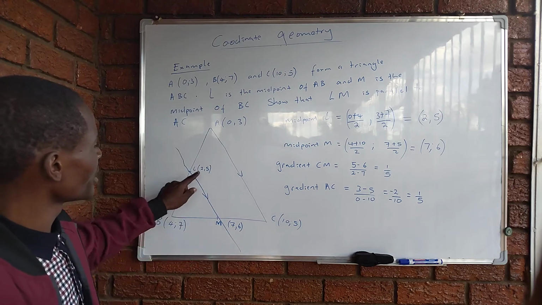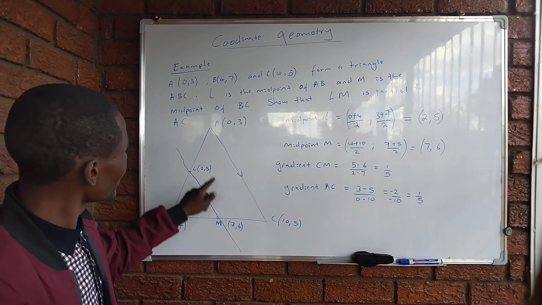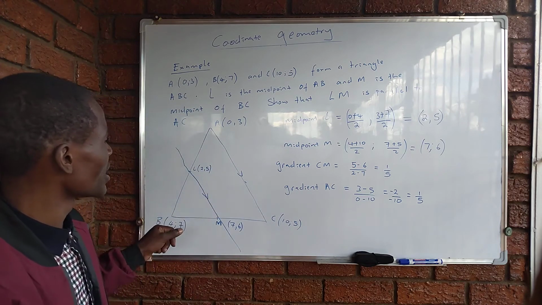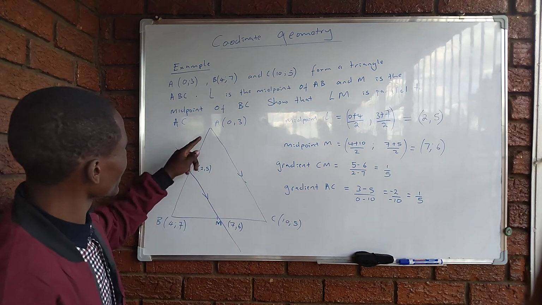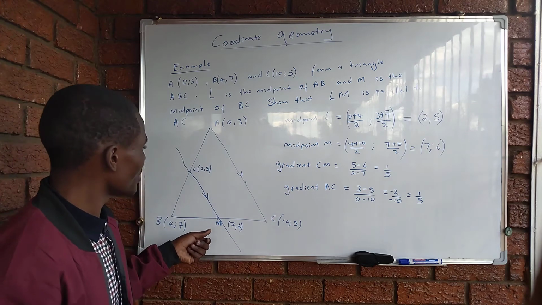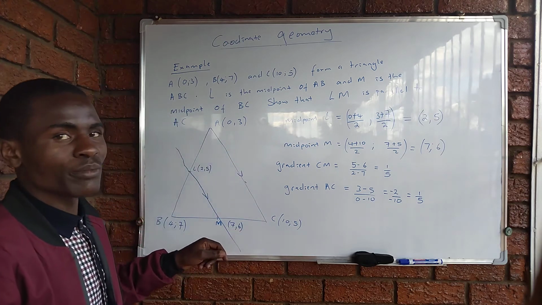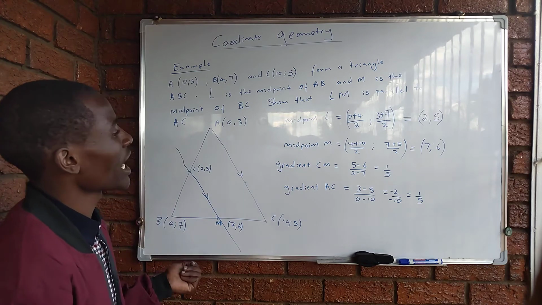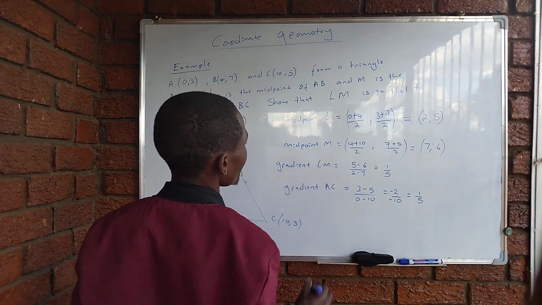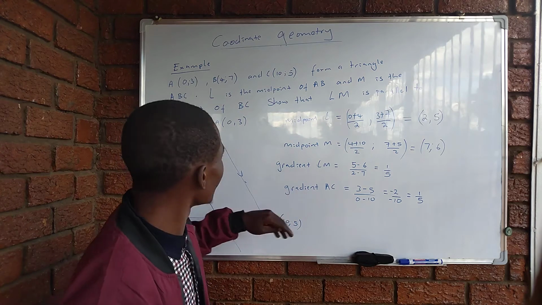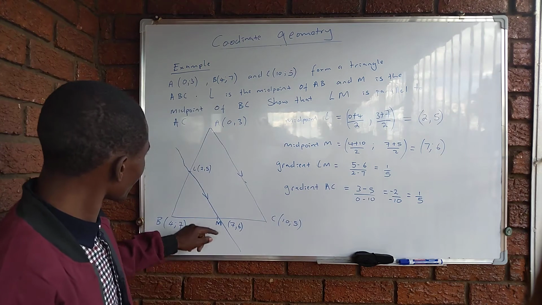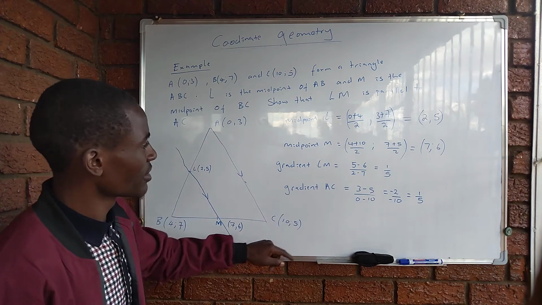To show that this line and this line are parallel, we need to find the gradient of AC and the gradient of LM. If the gradients are equal, the two lines are parallel. So now, the gradient of line LM is 5 minus 6 over 2 minus 7, which is equal to 1 over 5.